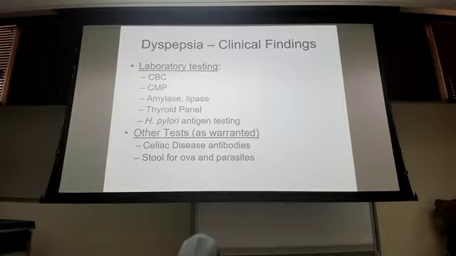Other tests as warranted: celiac disease antibodies, we'll talk about celiac disease and the antibodies you look for that cause those signs and symptoms. And then stool for ova and parasites. That's literally taking a stool sample. Usually it's about 3 days or 3 different collections, sent off to the lab, and if you have a parasite, they're looking for the presence of the eggs, the ova, or the actual parasites themselves. We'll get into that.